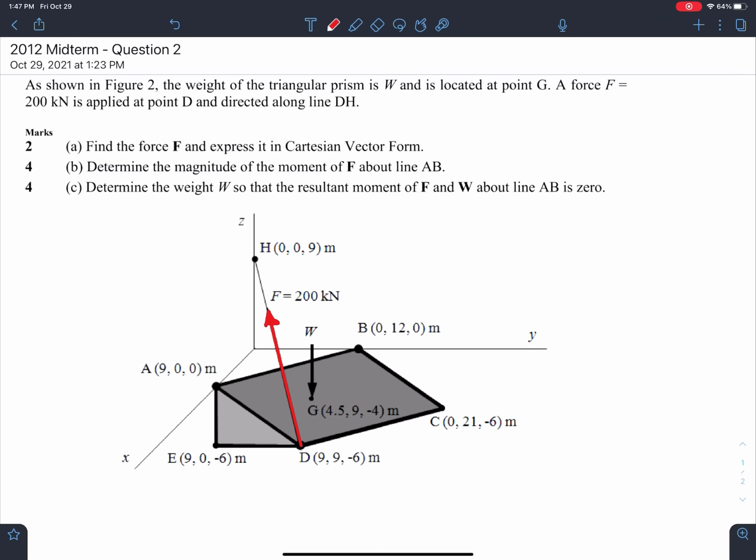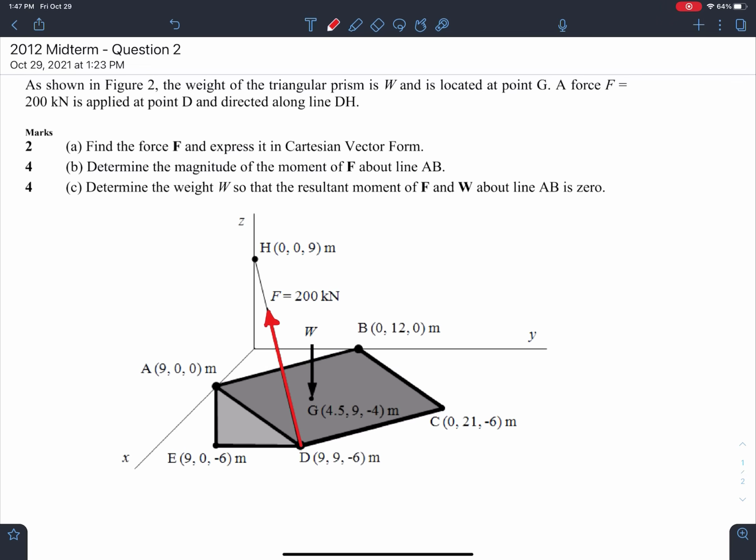Part B says determine the magnitude of the moment of F along line AB. So this is going to be a little bit different than what we're used to. Remember, when we do cross product, we're finding the moment about a point. We're not finding the moment about a line. So for part B, we're going to start with cross product, but we need to modify it a little bit more to actually create a moment about a line.